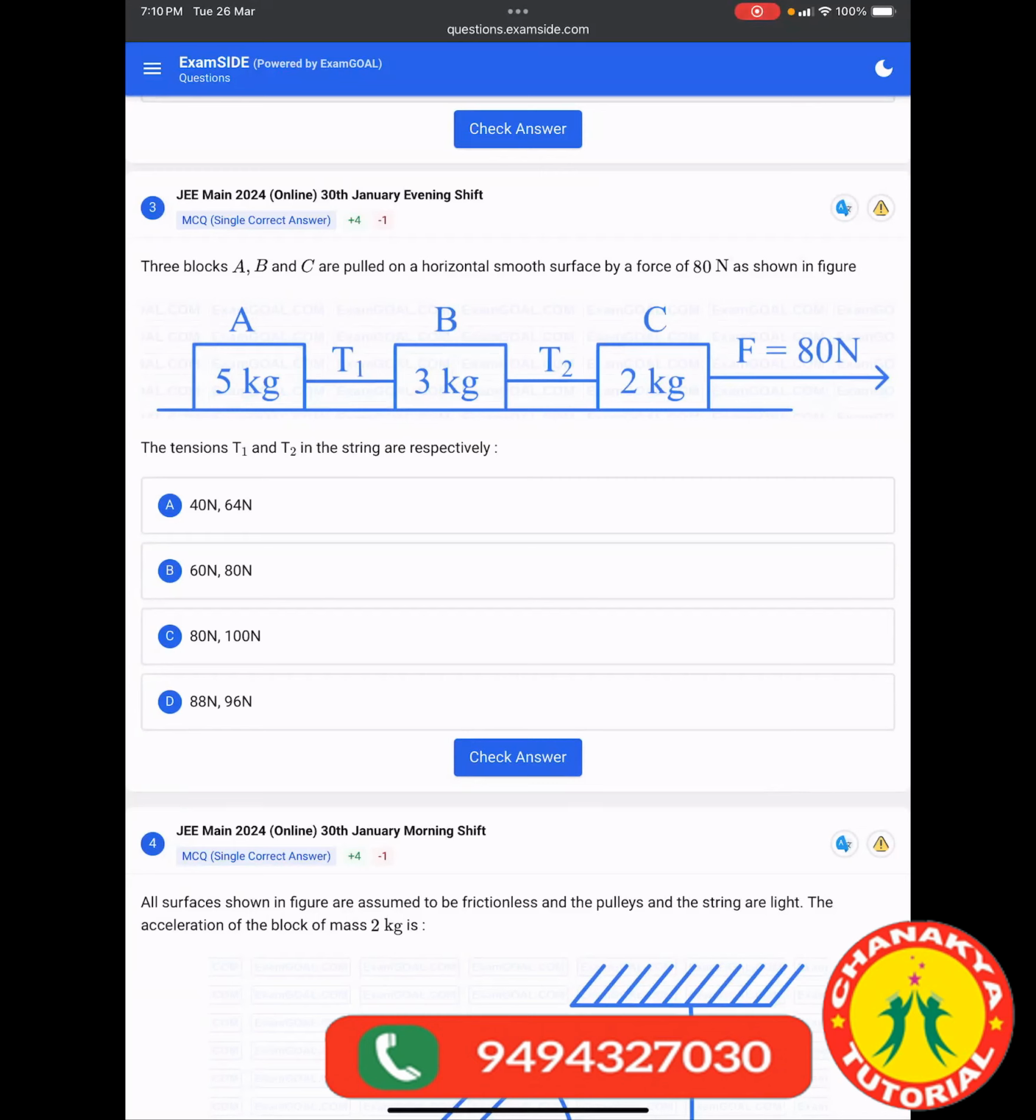T2. So what will be the net force? 80 Newton is supporting, T2 is opposing, right? So 80 minus T2 is equal to mass into acceleration, 2 into A. Correct or not? Yes.